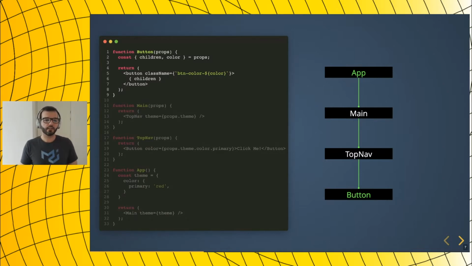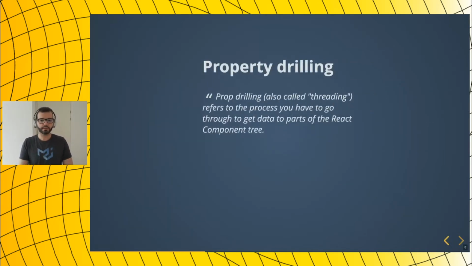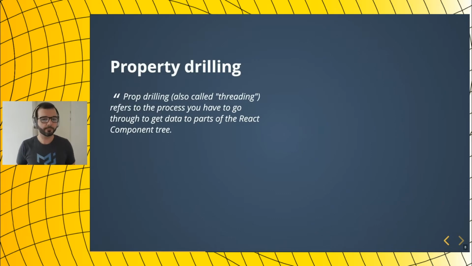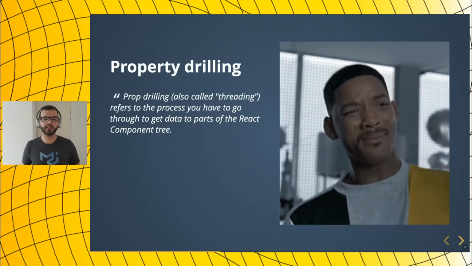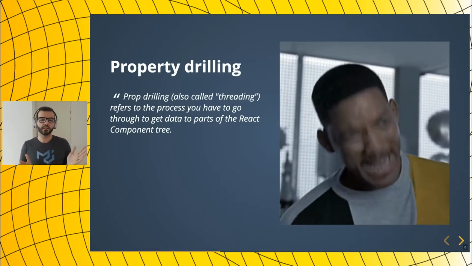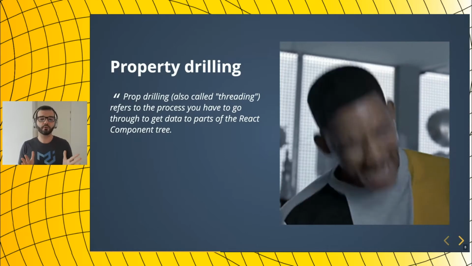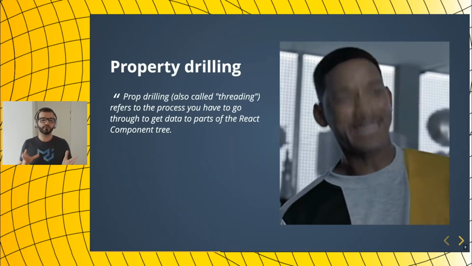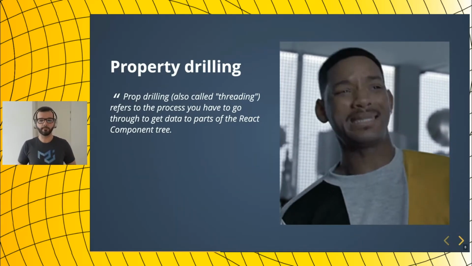Now, as you can see, this is quite tricky because we need to pass a property around between multiple levels of components. And the technical term for this is property drilling. And you can imagine it's quite bad. The definition of it is that property drilling, also called threading, refers to the process where you have to go through multiple levels to get data to parts of your React component tree.